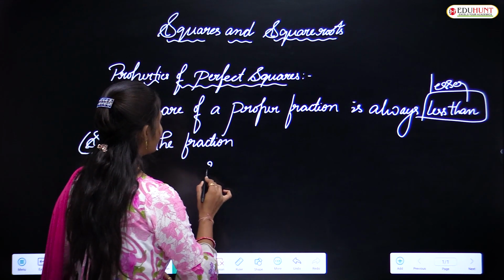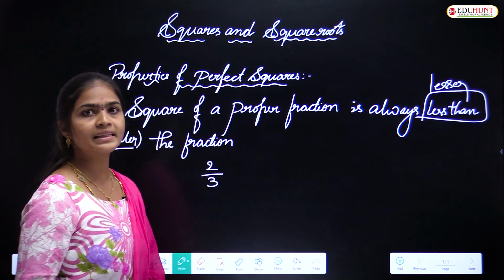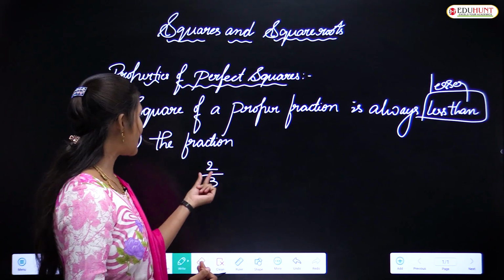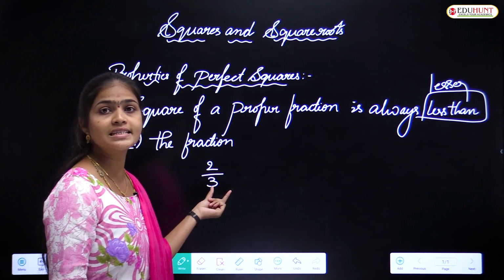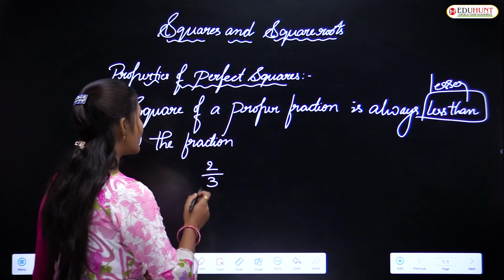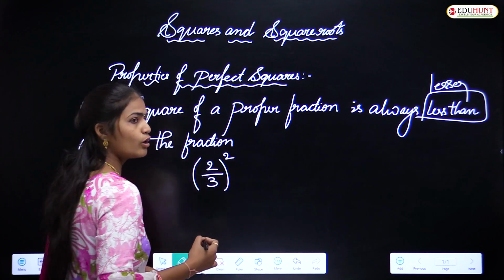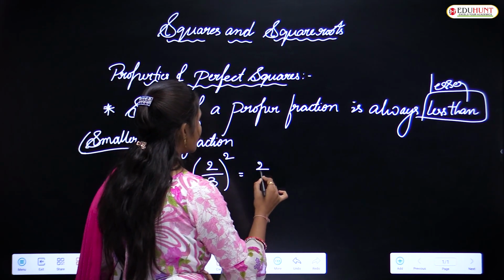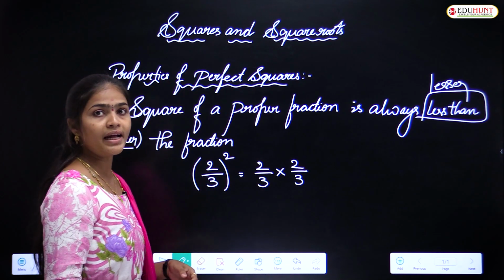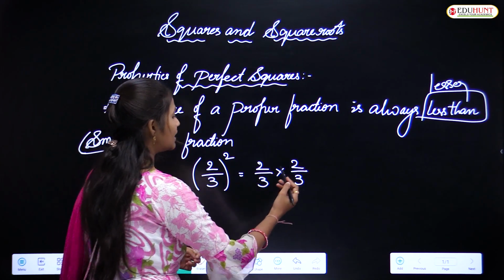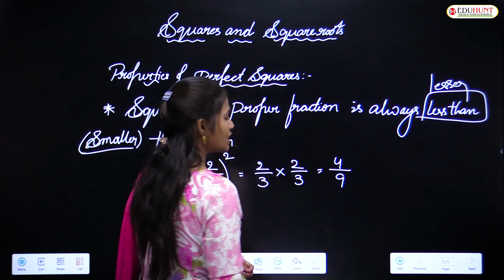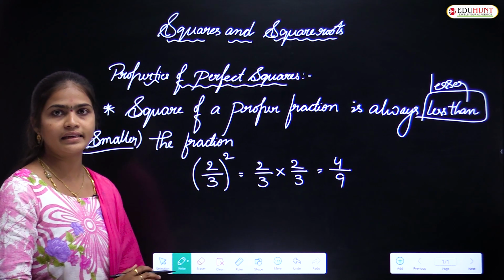So what is the meaning of this? For example, here 2 by 3 is there. 2 by 3 is a proper fraction, yes or no? In a fraction, if the numerator is less than its denominator, then we call that fraction a proper fraction. Now, the square of that proper fraction, what will you get? 2 by 3 whole square means 2 by 3 multiplied by itself, 2 by 3 into 2 by 3, which is equal to 2 into 2 is 4, 3 into 3 is 9. So 4 by 9. Clear?